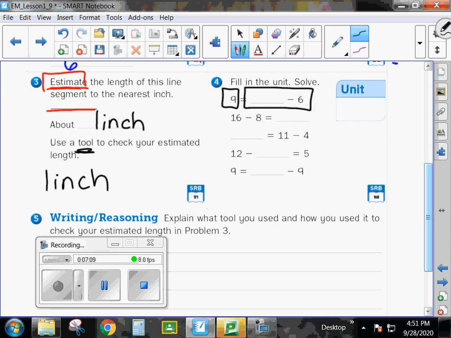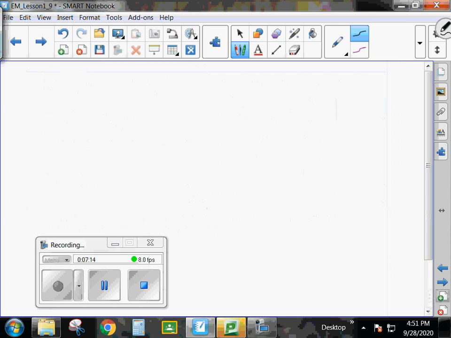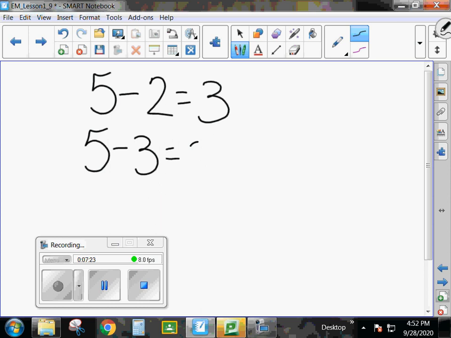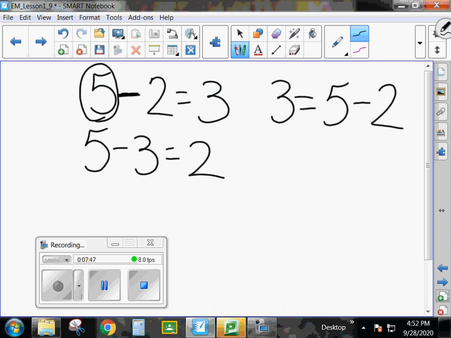I'm going to write a problem over here. Let me give myself a blank sheet of paper. I'm going to do just a simple problem. 5 minus 2 equals 3, or 5 minus 3 equals 2. When I have a subtraction problem, I want you to notice which one of these numbers is the biggest number. Well, the 5, right? The biggest number in a subtraction problem is always going to be right before the subtraction symbol. Even if I write it really funny like this and put 3 equals 5 minus 2, it looks different when I write it that way, but it's still saying the same thing.